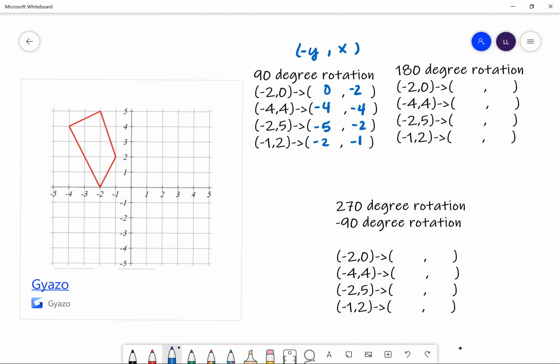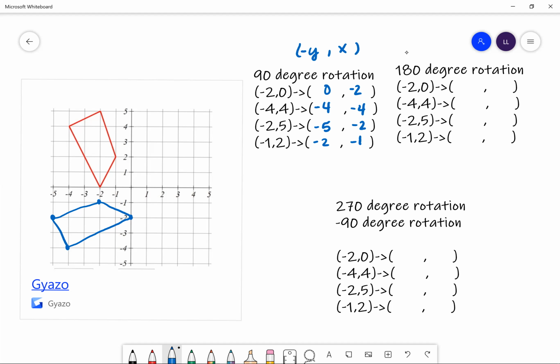So let's take a graph. Let's look at the graph of this, okay? So when you look at it, you see that this was rotated, okay? So we have 0, -2, -4, -4. I'm just checking my points to make sure I did this right. -5, -2, and -2, -1. And so this picture was rotated, okay? All right, so that's a 90-degree rotation.